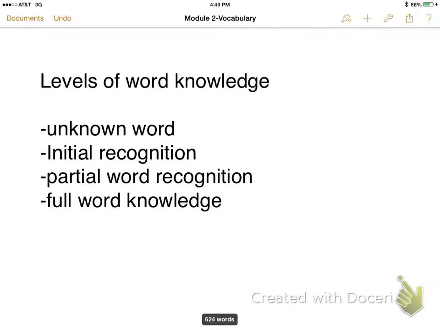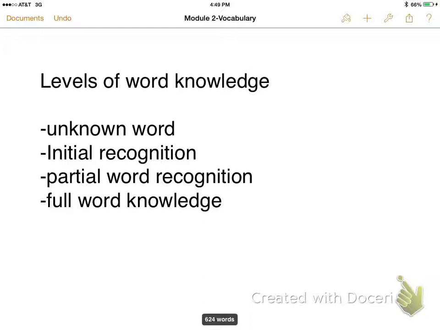All right. The other thing that students need to know is about levels of word knowledge. This is how students understand words, and in what way they understand words. So let's talk about this for a minute. There are 4 levels of word knowledge that have been identified.